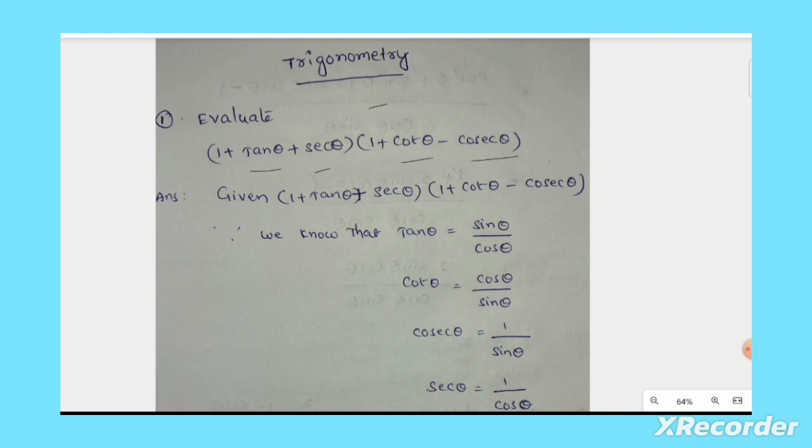Tan theta I can write as sin theta by cos theta, as well as cot theta, which is the inverse of tan theta, and secant theta is the reciprocal of cos theta. In the same way, cosecant theta is the reciprocal of sin theta. So as we know all this, I'll try to write all these terms in terms of sin and cos.